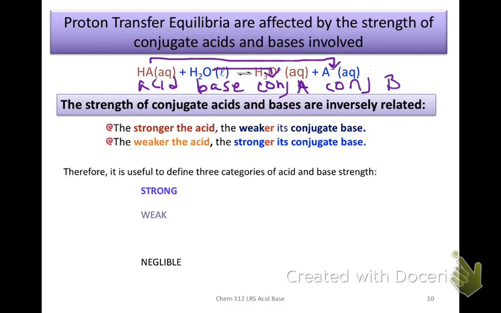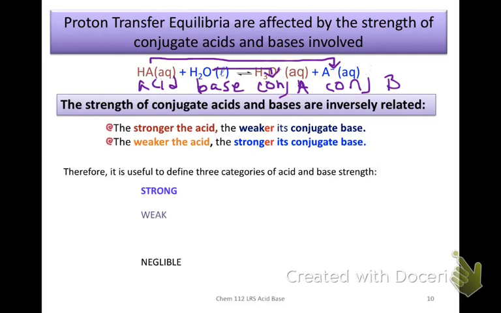The difficulty of transferring that proton varies with the strength of the conjugate acid and the base. If the base holds onto that proton, it's not going to be a very good acid. So the weaker the acid, the stronger the conjugate base. The base won't let go of the proton, so it's not a very good acid. If it's a stronger acid, the weaker the conjugate base will be. If it's a stronger acid, it's going to let go of that proton and not want it back. That means its conjugate base couldn't hold onto it.